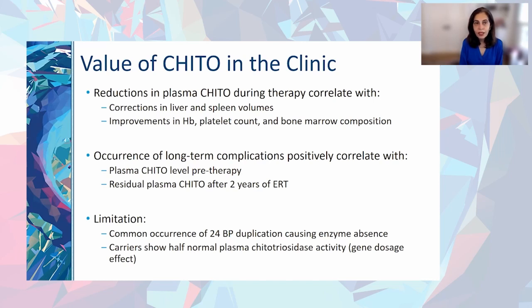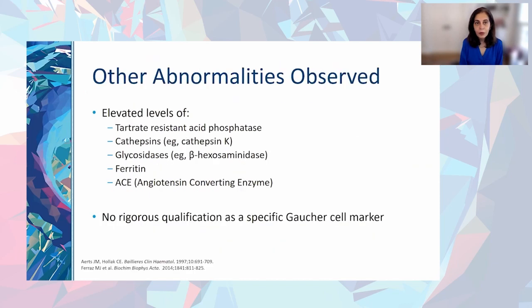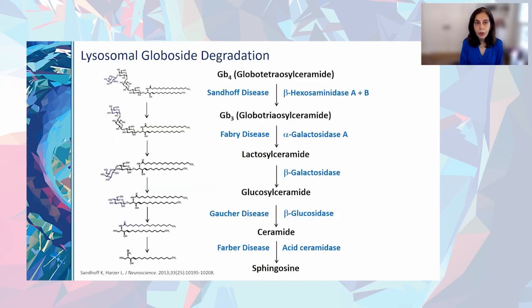And again, as a reminder, this is a non-specific biomarker. Other abnormalities, as we've talked about, are tartrate-resistant acid phosphatase, cathepsins, ferritin, angiotensin-converting enzyme. Again, none of them really qualify as a specific Gaucher disease biomarker.